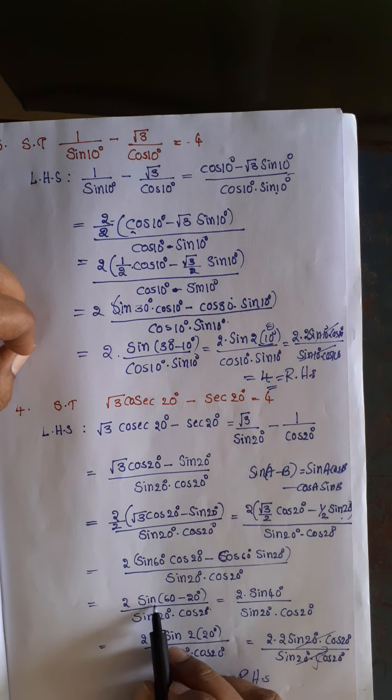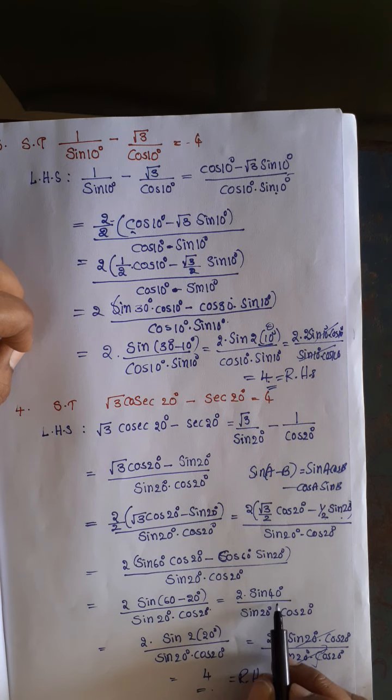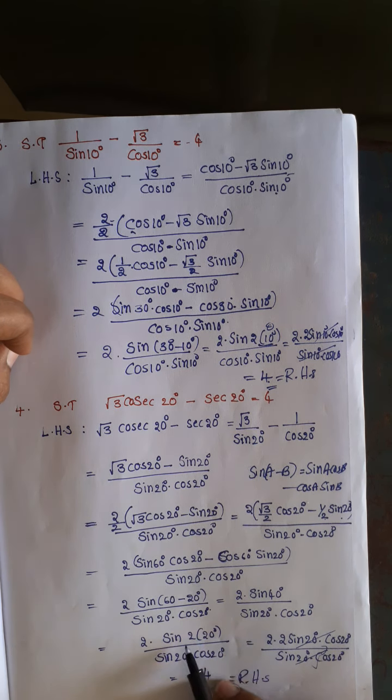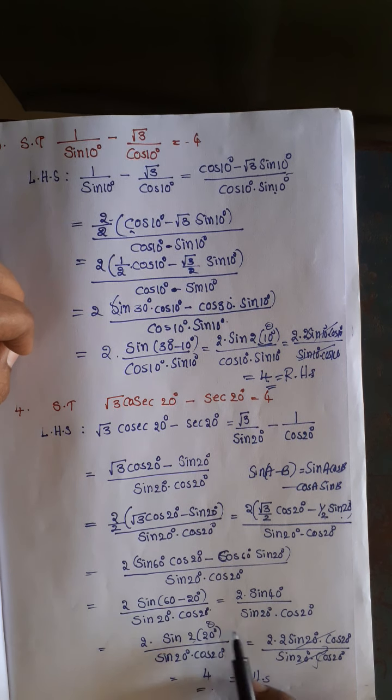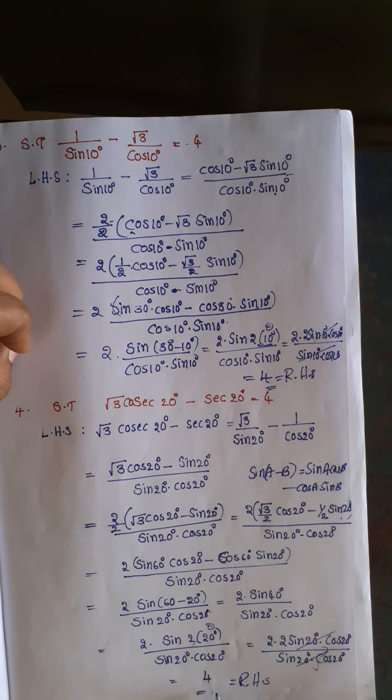Then you use the formula sin A minus B, 60 minus 20, that is nothing but sin 40. 40 can be taken as 2 into 20, so sin 2 theta is 2 sin theta cos theta, theta here is 20. 2 into 2 sin theta cos theta, these two terms get cancelled, 2 into 2, 4 is the answer.